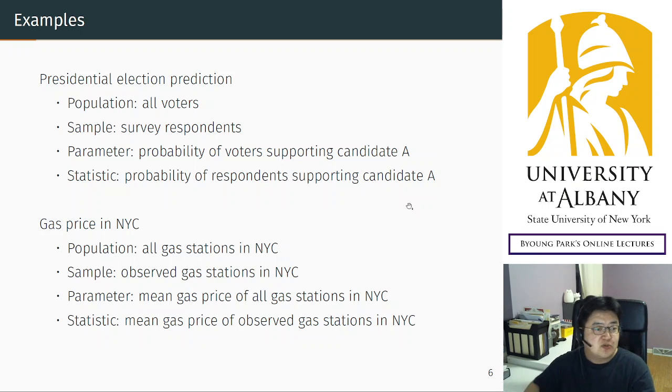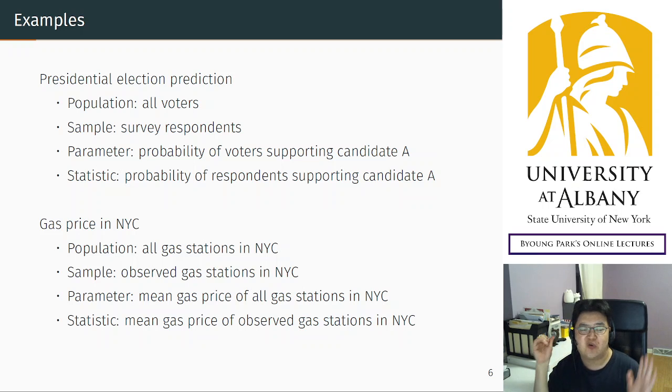Okay, so now let's think about the second example, gas price in New York City. The population in this example is all gas stations in New York City, right? If you can visit all gas stations, it's not a statistical inference anymore. It's simple computation, but you cannot visit all gas stations in New York City. Instead, you randomly choose a few gas stations and, say, call them and ask their gas price.